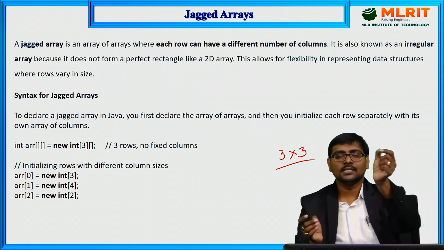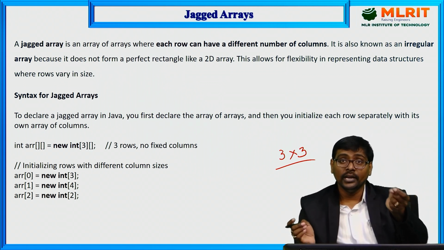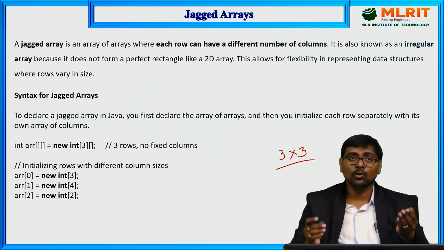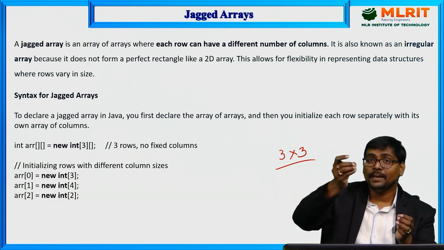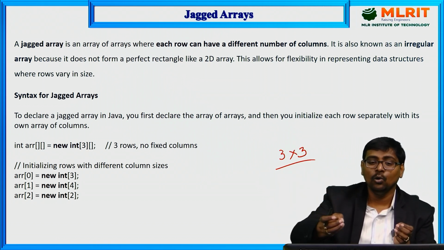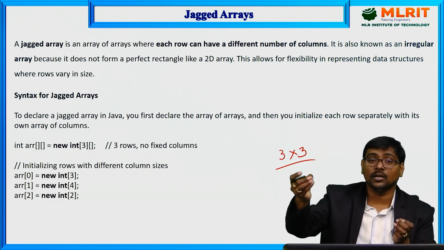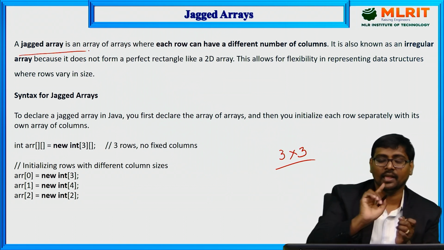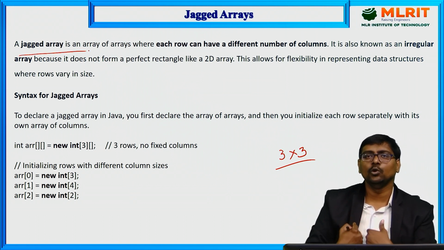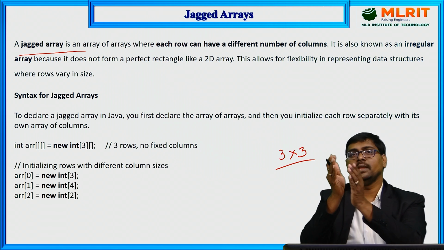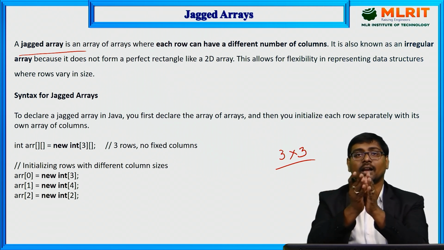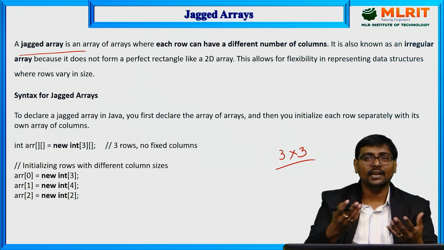Row 1 consists of 4 columns. Row 2 needs only 3 columns. Suppose row 3 needs 5 columns. That means each row can have a different number of columns. That is a jagged array. According to user requirement, we decide how many columns are needed on each row. We are creating a jagged array like this.